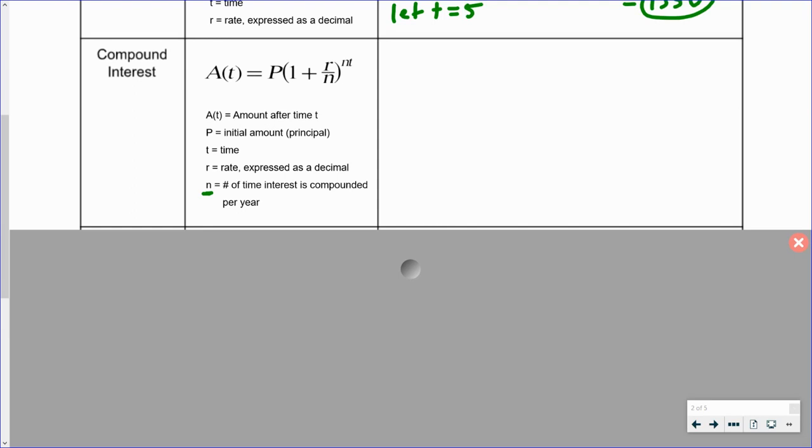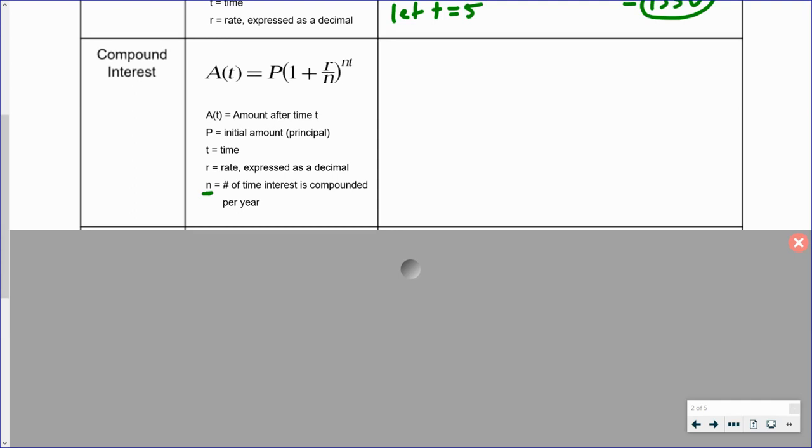So you're going to hear terms like quarterly, that would mean that n equals 4. You're going to hear terms like interest is compounded yearly, that would mean n equals 1. Monthly, n equals 12. So you're going to have to determine what n equals based off of the context of the problem. So in this case, Alfredo's option 2, the interest was compounded yearly, so n would equal 1.